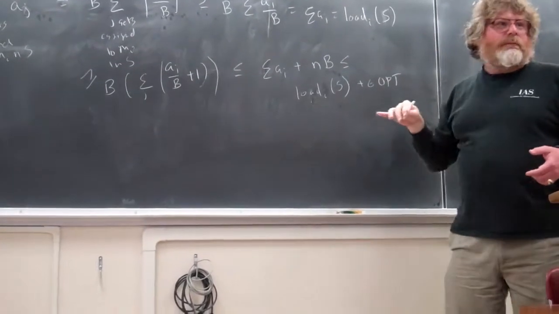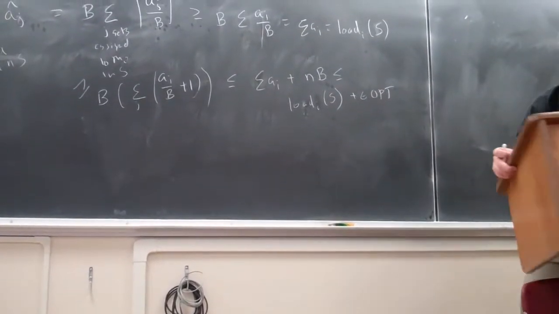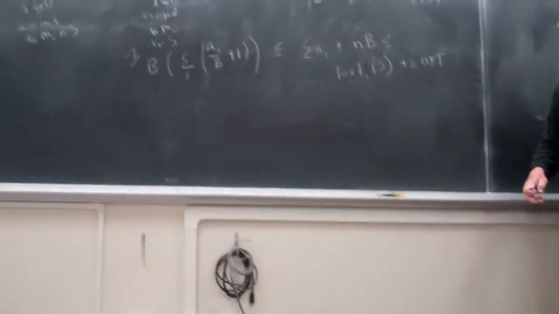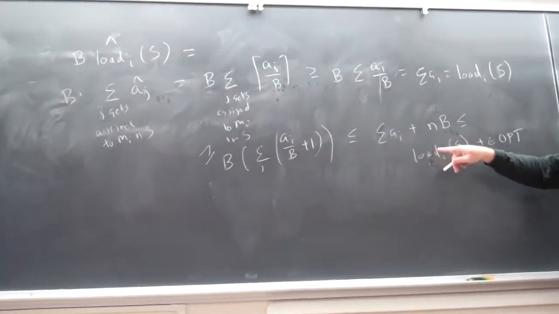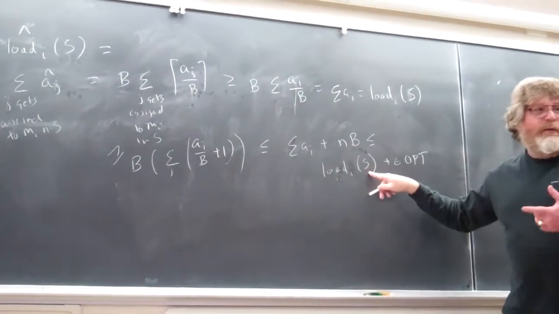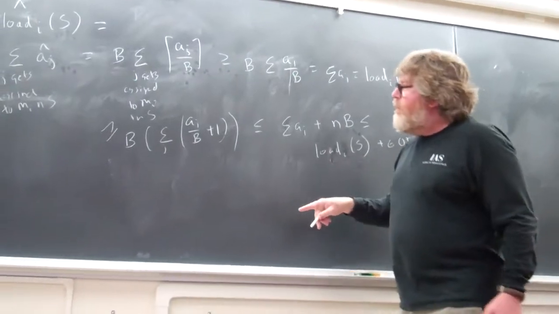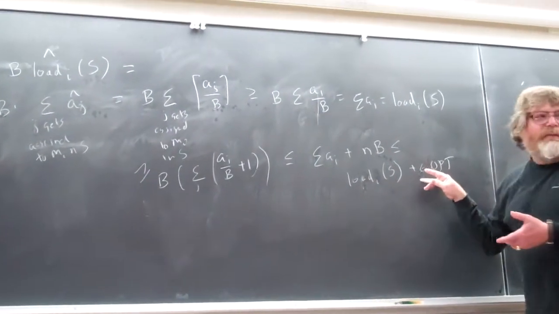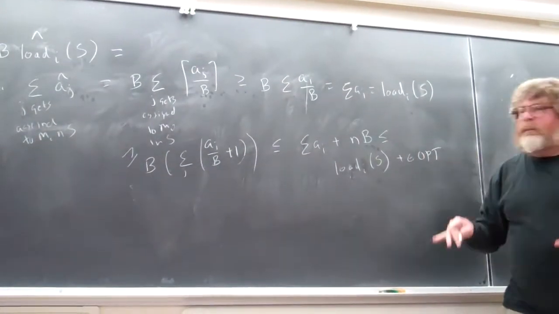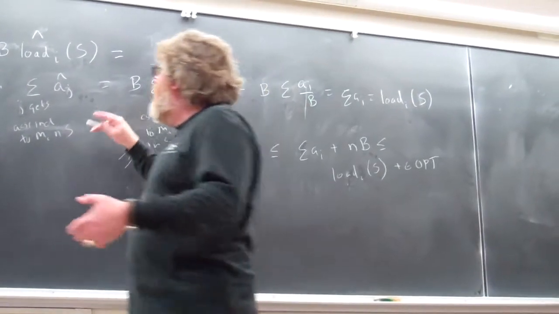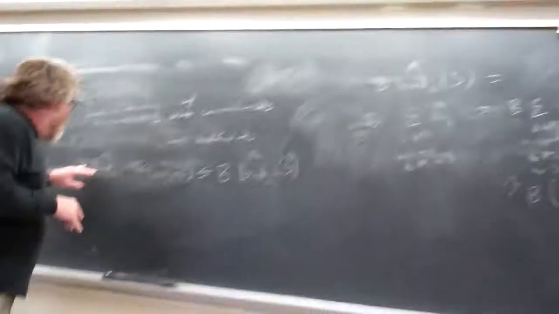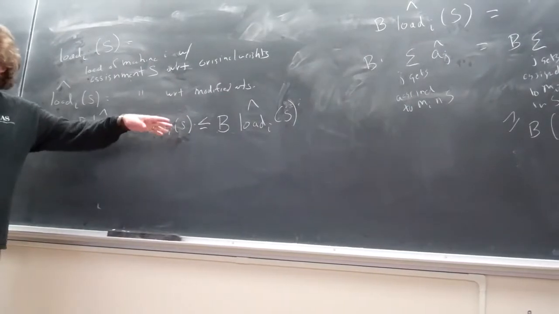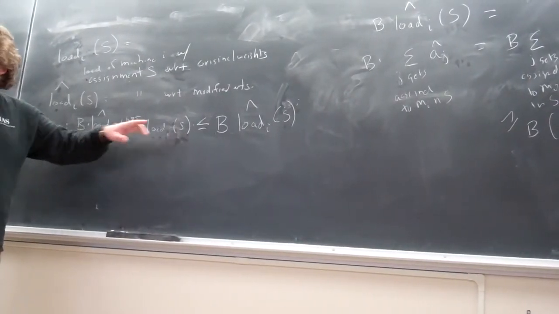The only epsilon term is this one, right? Everything else is symmetric. So this is saying that the load in the original schedule is at least the scaled up modified load minus epsilon times the optimal. In other words, we can use b times the load in the modified schedule as a very good estimate for the load in the original schedule.